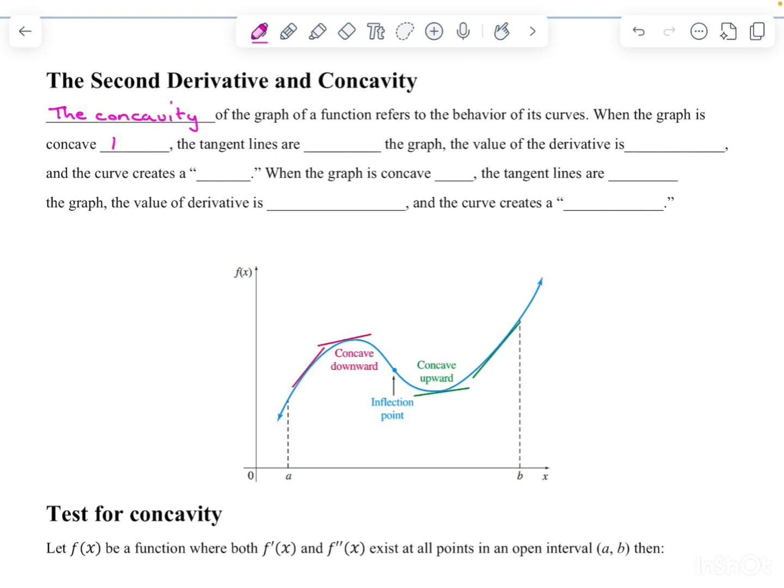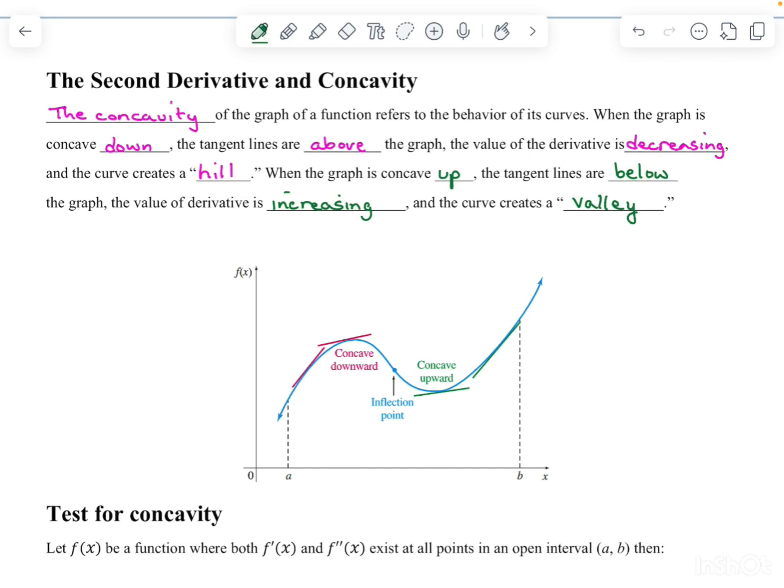When the graph is concave down, the tangent lines are above the graph, the value of the derivative is decreasing, and the curve creates a "hill." When the graph is concave up, the tangent lines are below the graph, the value of the derivative is increasing, and the curve creates a "valley."